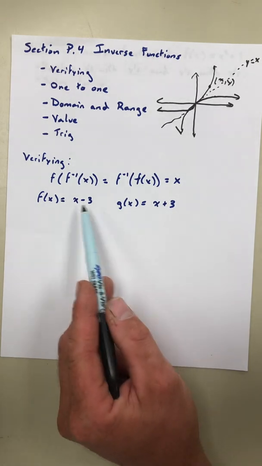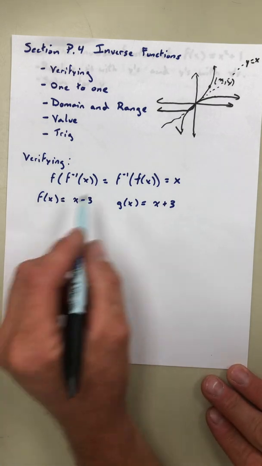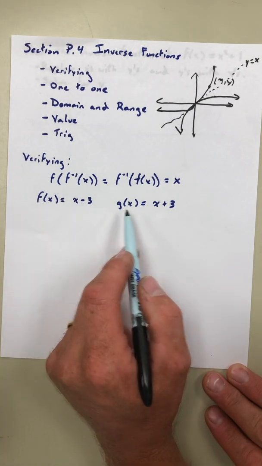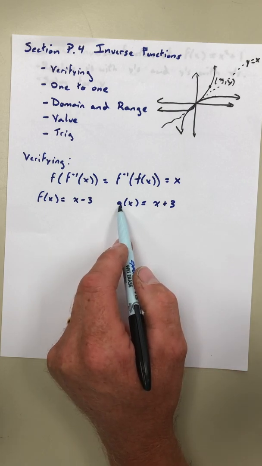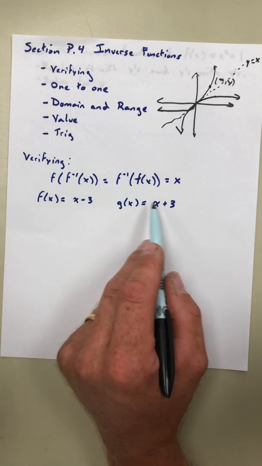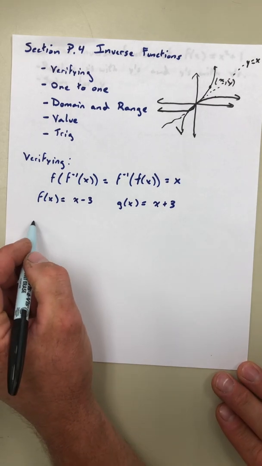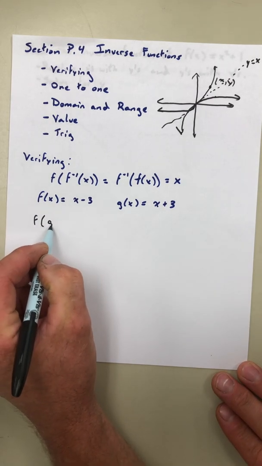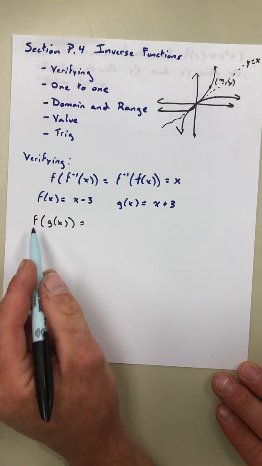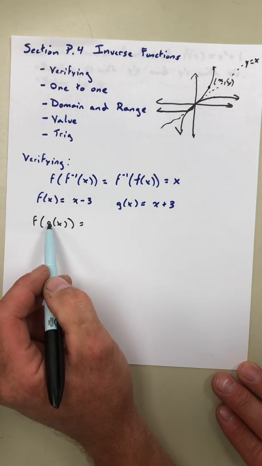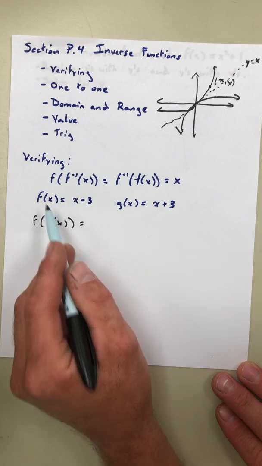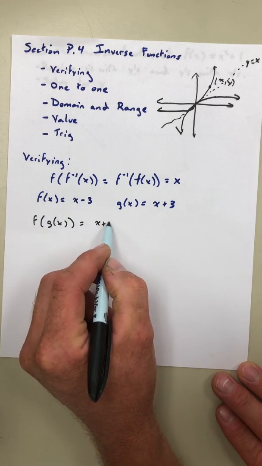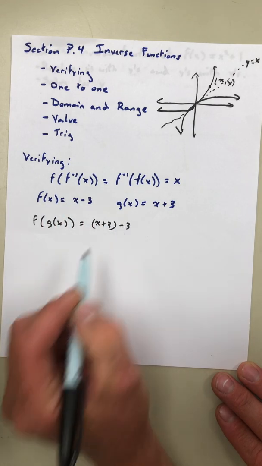So can we verify that these are inverses? If f of x is x minus 3 and g of x is x plus 3, we haven't identified this as f inverse yet because we don't know if they're inverses. We just have two functions. So we're going to find the composite of these two functions, f of g of x. Remember, f of g of x asks us to take the g function and replace it with the x's in the f function. So that gives us x plus 3 minus 3.